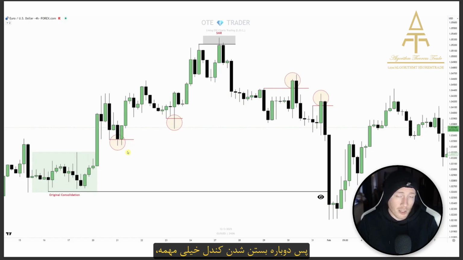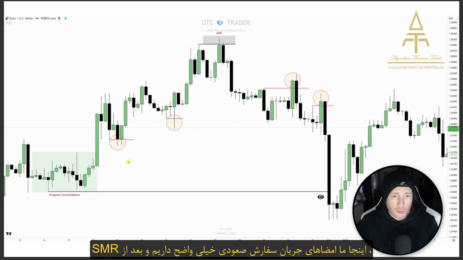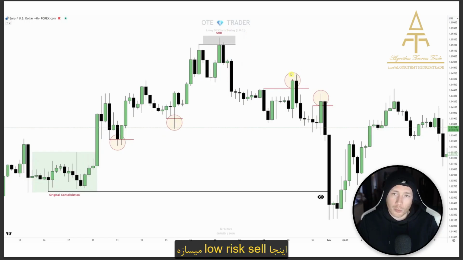So candle closures, again, very important, even with continuation purges. Here again, taking out this low and then reversing immediately. Over here we've got very clear bullish order flow signatures, and then after the smart money reversal, again the low risk sell printed here.